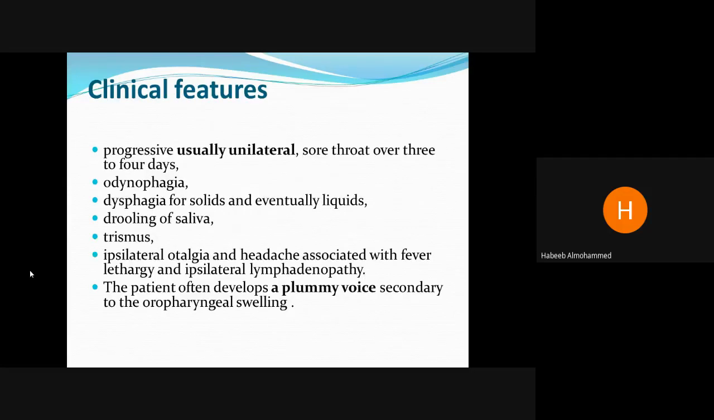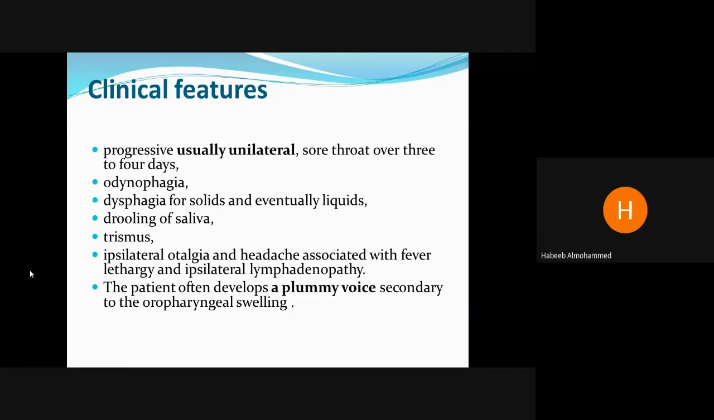What are the clinical presentations of a patient with peritonsillar abscess? Besides a history of recurrent tonsillitis, which is very important, the patient usually presents with a unilateral progressive sore throat. Over a few days, there will be severe odynophagia, painful swallowing, and dysphagia for solids, which may progress even to liquids, and even to his own saliva, called absolute dysphagia. And you know that dysphagia may lead to dehydration and poor oral intake.